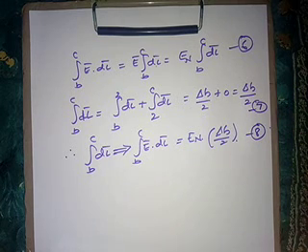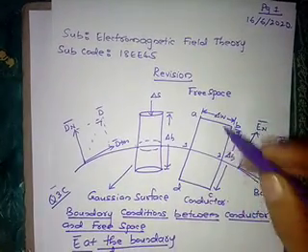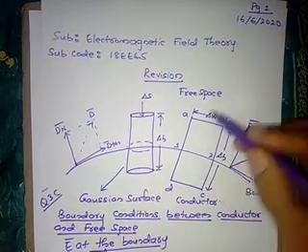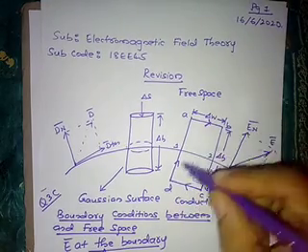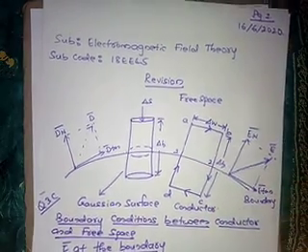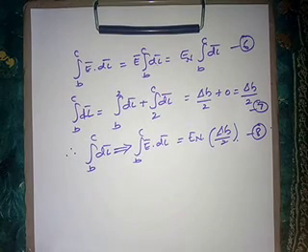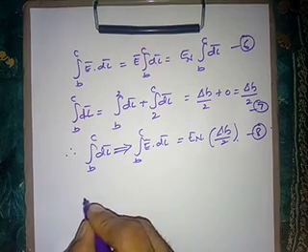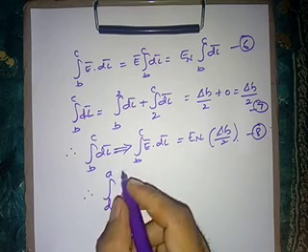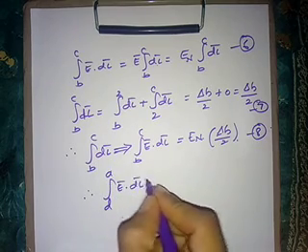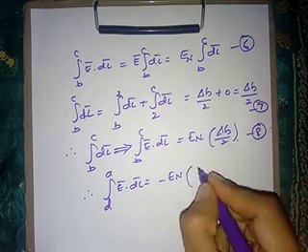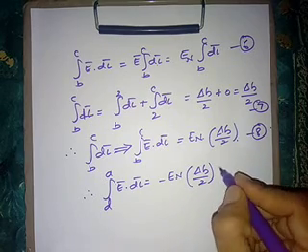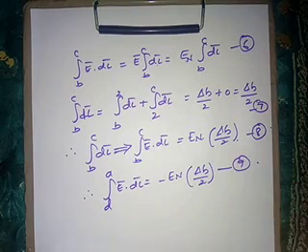Fine. Similarly, for the path D to A, it is the same as that of B to C, but it is opposite in direction. We are moving in this direction: A to B, B to C, C to D, and D to A. So D to A is opposite to that of B to C. Therefore, I have the integral from D to A of E bar dot dl bar equal to minus En into delta H by 2. Let us number it as the 9th equation.